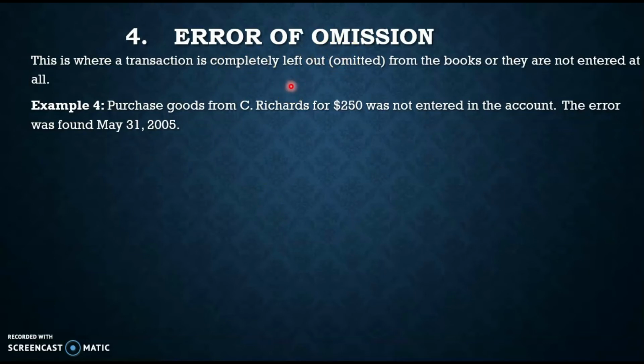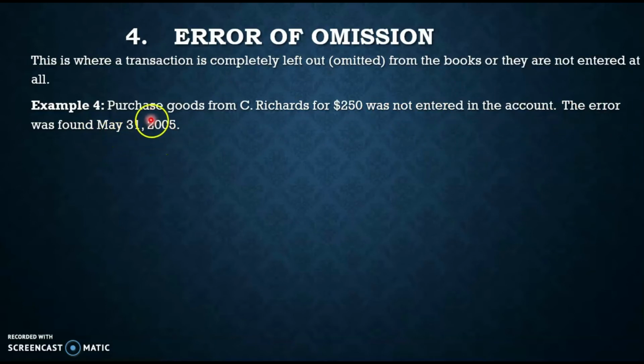Now, error of omission is where a transaction is completely left out, omitted from the books, or not entered at all. So when we said error of omission is where you did not enter it at all in the ledgers or in the books of original entry, therefore it was not posted to the ledgers, and it's just not there in any of your books. For example, purchase goods from C. Richards. So if we purchase goods from C. Richards, the account would be purchases and C. Richards for $250 was not entered in the account. The error was found on May 31st, 2005.